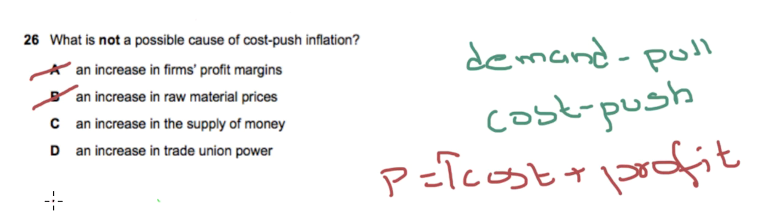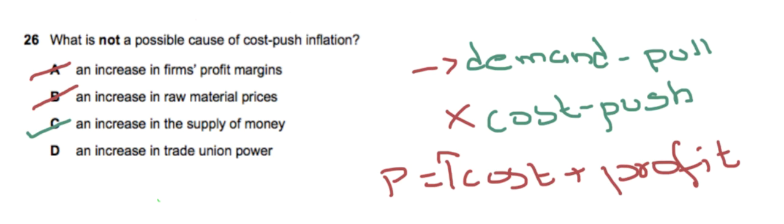Option number C is an increase in the supply of money. Now we're not sure whether an increase in the supply of money would lead to cost push inflation. In fact, when there is more supply, people have more money, and so they can demand more goods, and that is leading to demand pull inflation, not cost push inflation. And so this is not a cause of cost push inflation, and so the correct answer is answer number C.